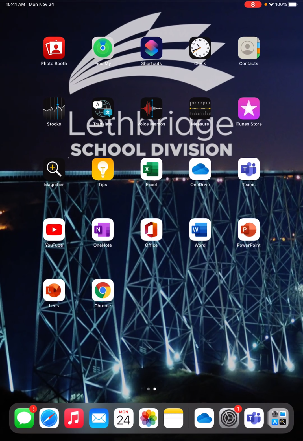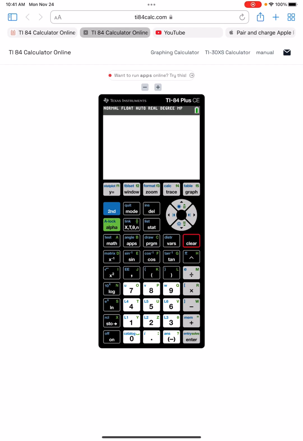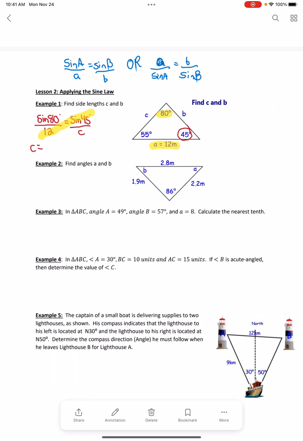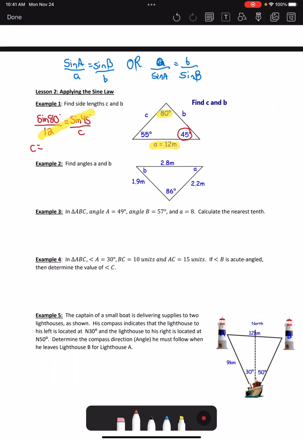When you type it in your calculator, it's going to look like this. You're going to go sine 45, close your bracket, times 12 divided by sine 80. And then you should be getting 8.6 as an answer. So we're going to go back to our little PowerPoint and we're going to write C is 8.6. And we're going to just round to the nearest tenth for right now. Great. And then we'll find side length B.